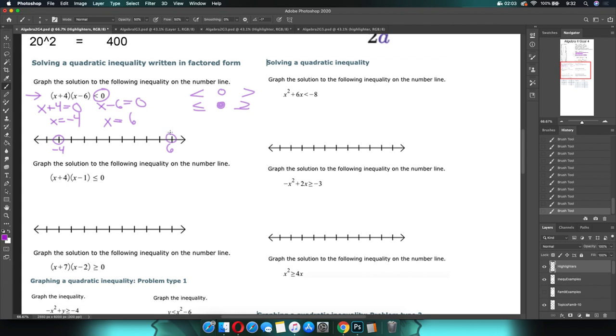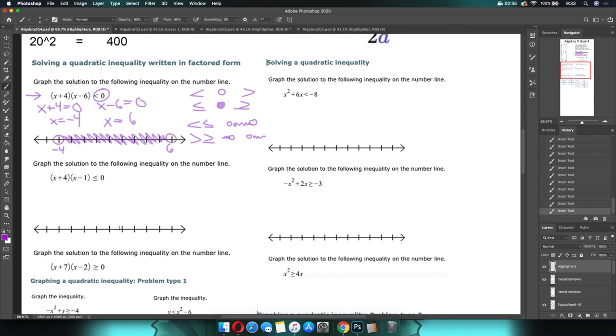And then the question you have left after that is, which way am I supposed to actually shade? Do I shade on one side? Do I shade everything? So here is your little cheat sheet. If it is less than, the way it is over here, you are shading between your points. If it is greater than, you are shading outside of your points. So here, less than means we're shading between. So this is the part of the number line that I would end up shading.